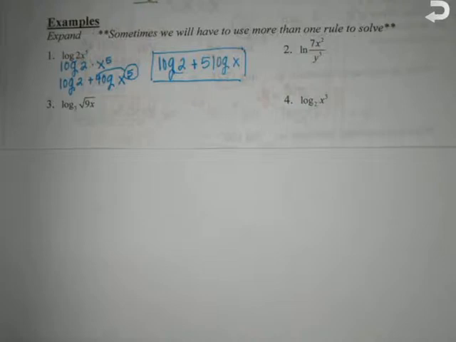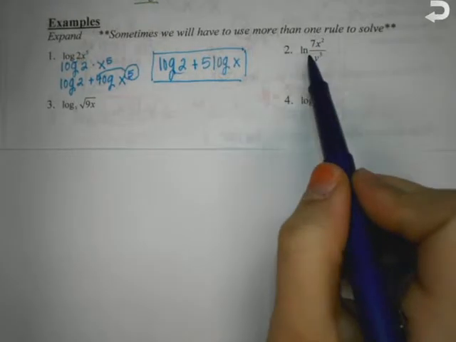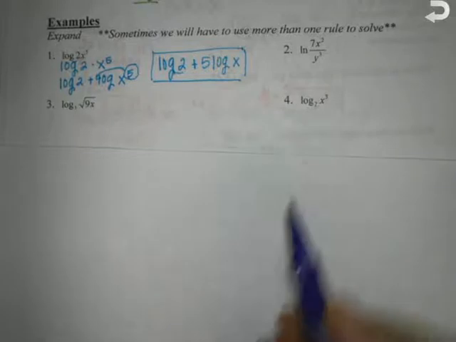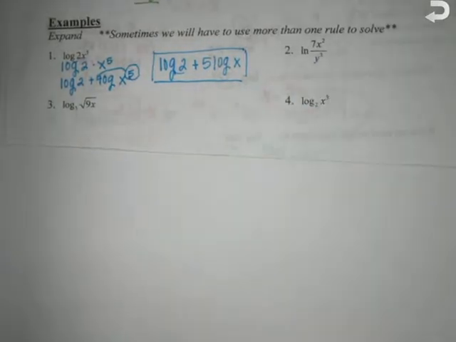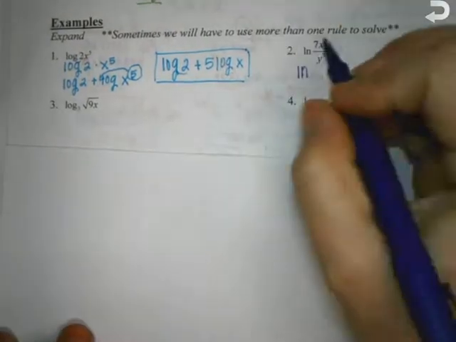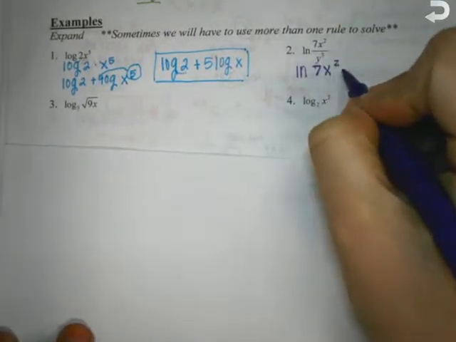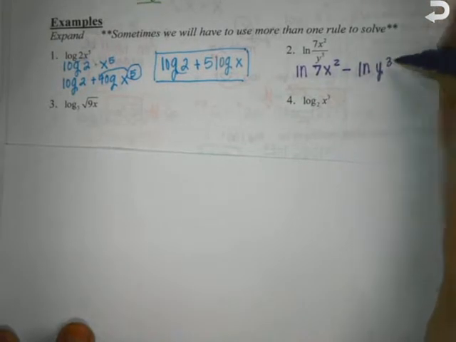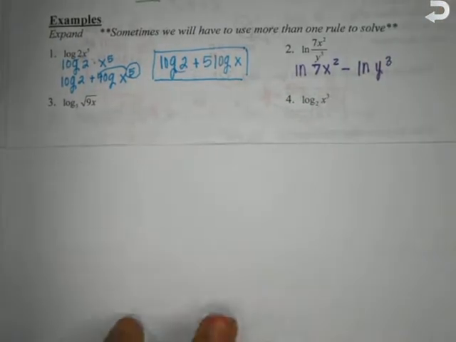We have natural log. If I have natural log, that's the same as log base what? Do you guys remember? E. Good. Okay. Natural log, and this is a quotient. So what do I need to do first? Subtract them. So this is going to be natural log of 7x squared minus natural log of y to the 3rd. Okay. You don't have to change the e's. We're just going to leave them as natural logs.